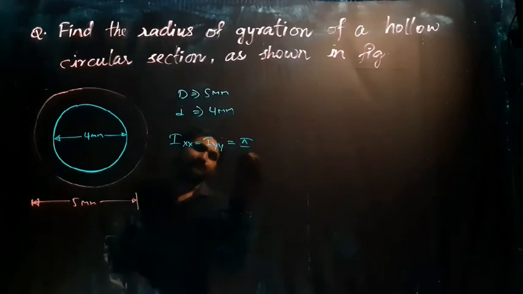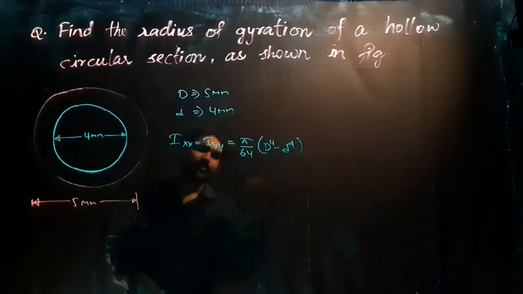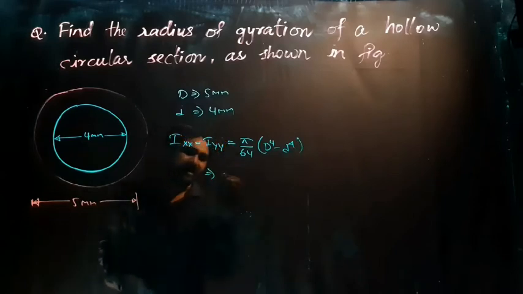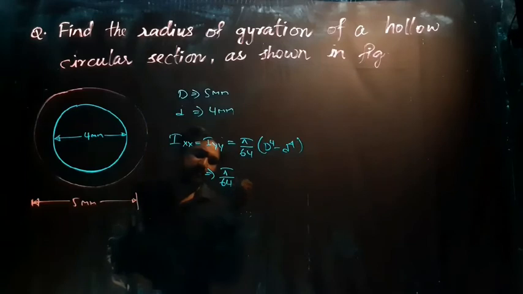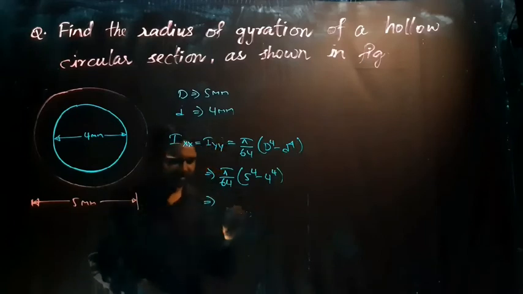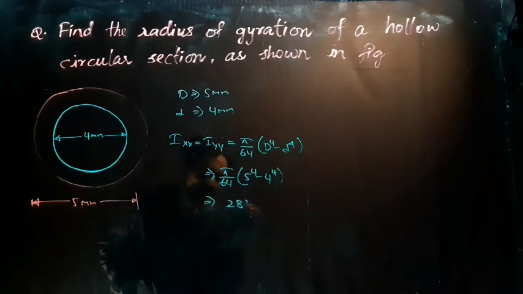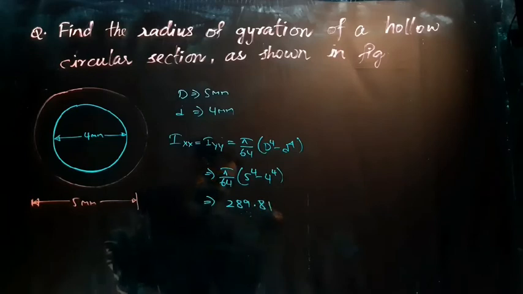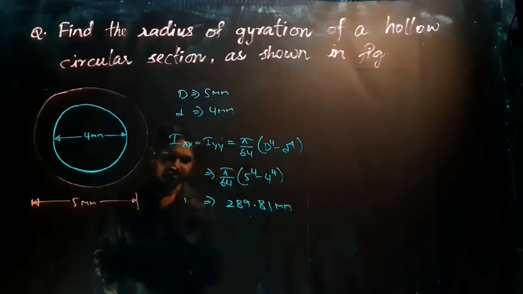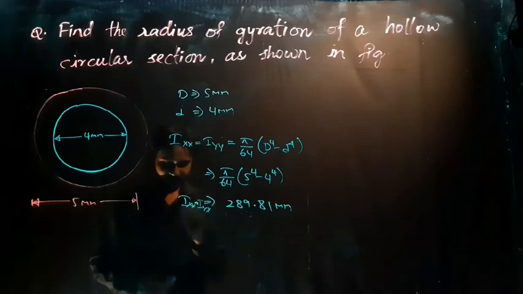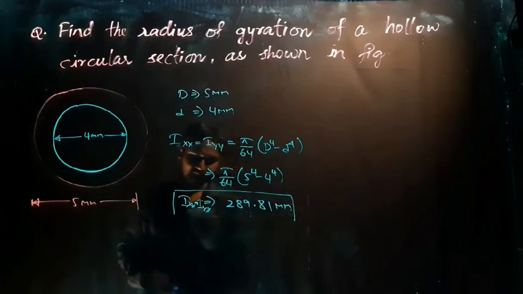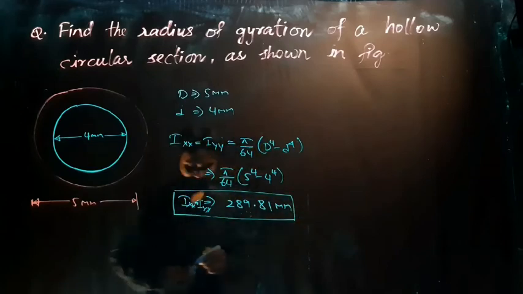what is the formula? Pi by 64 into D to the power of 4 minus d to the power of 4. Now I am substituting the values of capital D and small d here. So pi by 64 into 5 to the power of 4 minus 4 to the power of 4. From this what I'll get is 289.81 mm. So here the value of Ixx or Iyy will be 289.81 mm. You got the value of Ixx.